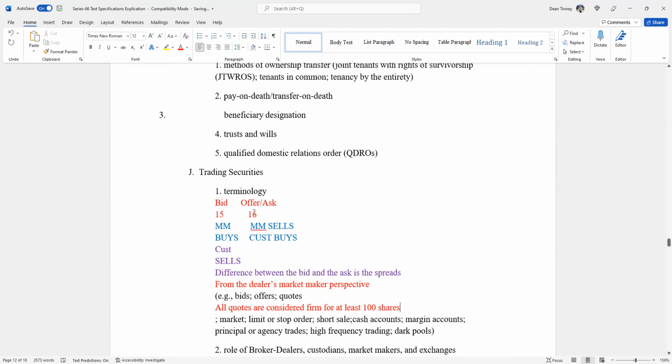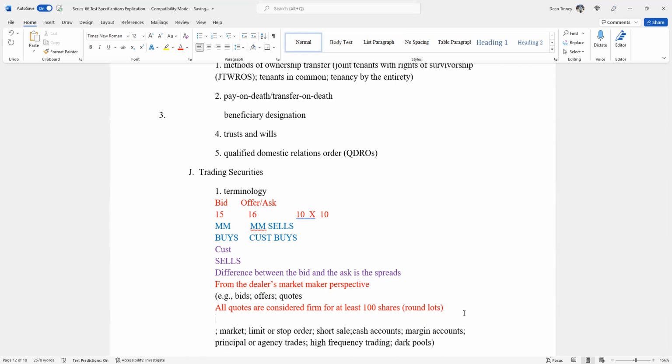So, let's add some size up here. Maybe I say my size. Without anything, it's 100, but if I put 10 by 10, that means I have to honor 10 round lots. That's 1,000 shares. And if I don't, then you're going to say, hey, as an investment adviser representative, if you're contacting me, the market maker, and I don't honor that quote, you say, Dean, are you backing away? Backing away is when a market maker fails to honor a firm quote.